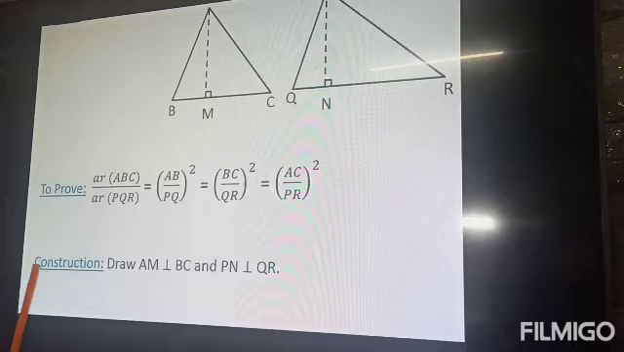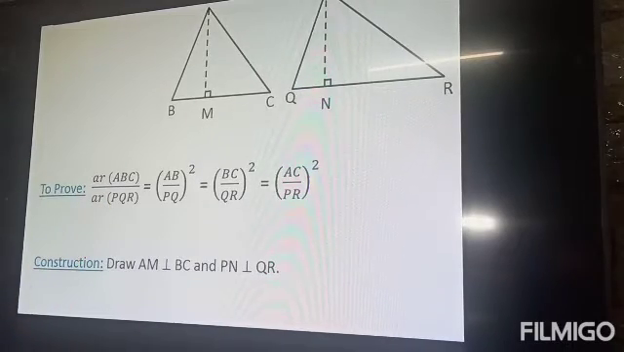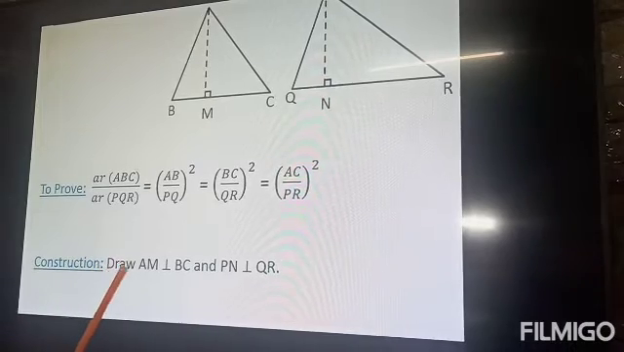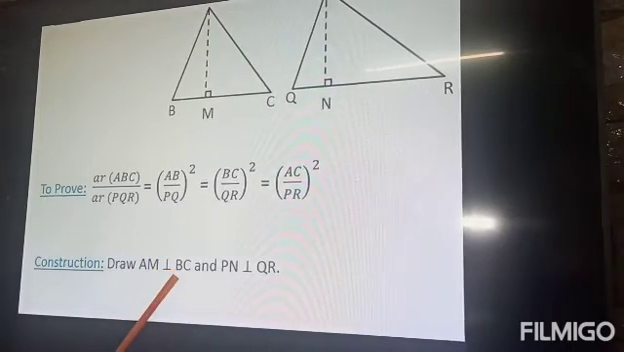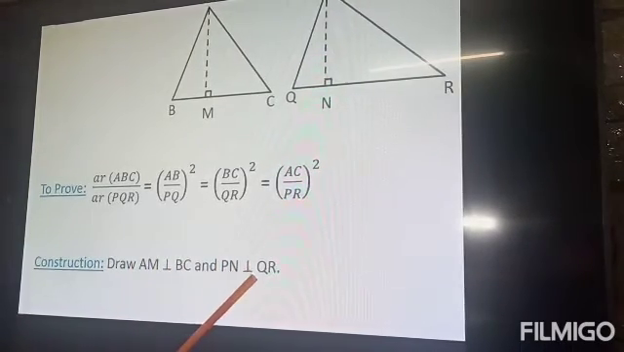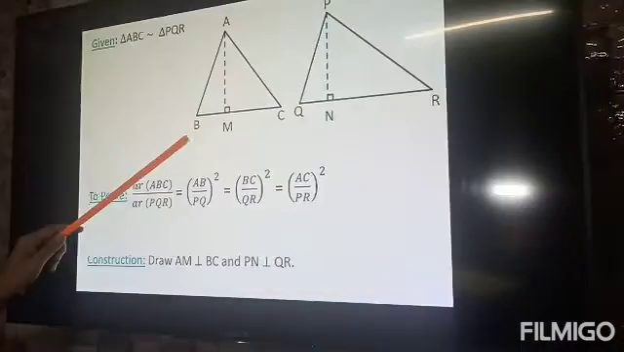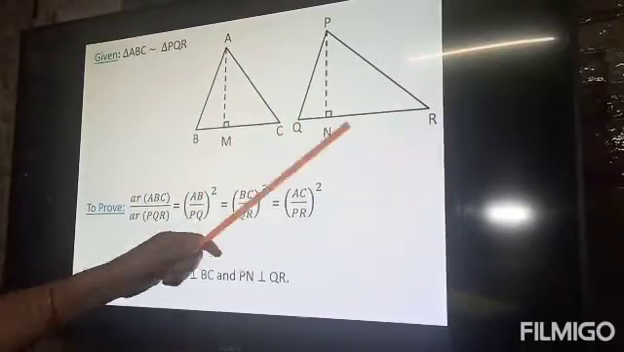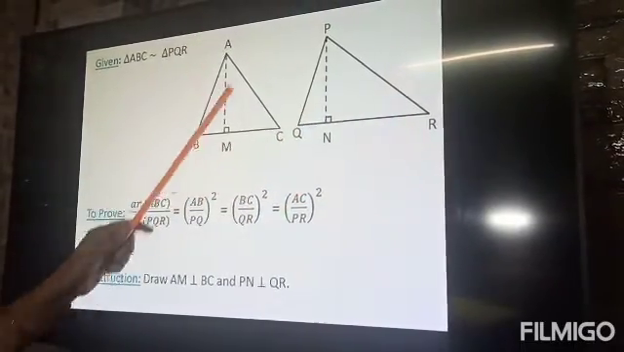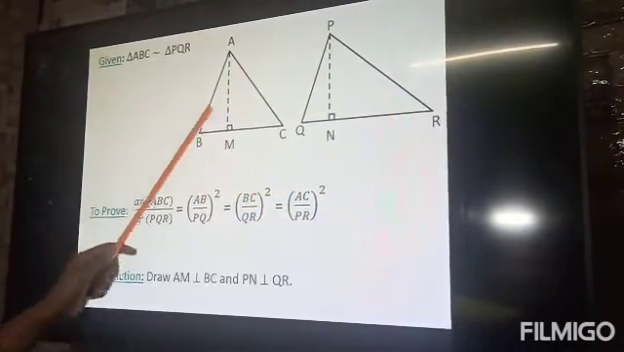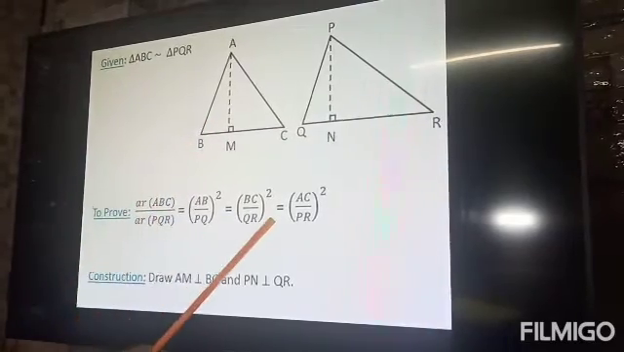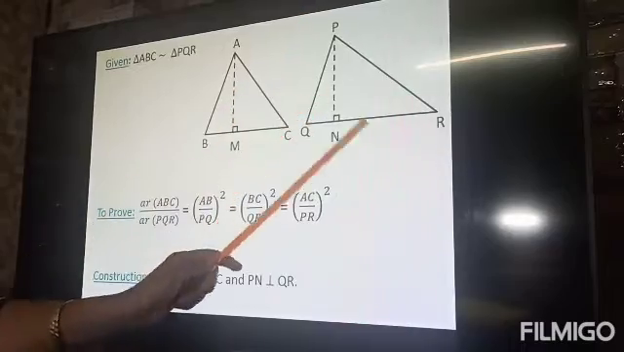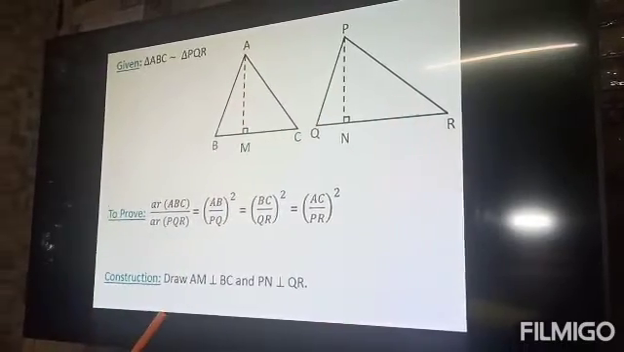Now to prove this we need an extra construction. Draw AM perpendicular to BC and PN perpendicular to QR. AM perpendicular to BC, PN perpendicular to QR. This is the construction I have to make to prove this.